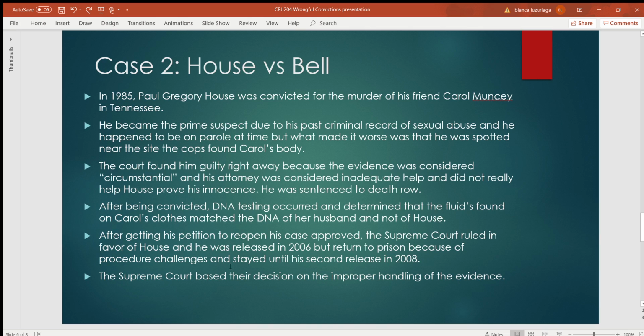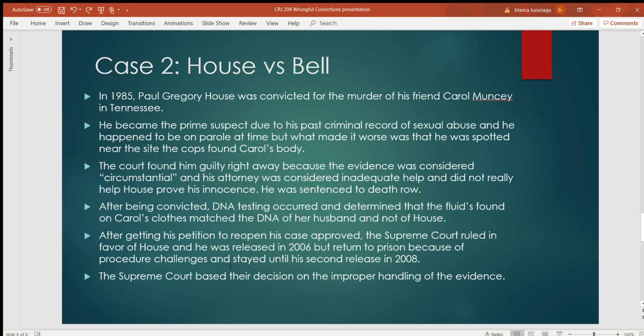So basically, in 1985, he was convicted because of circumstantial evidence, which meant just because he was in the area at the time and his past criminal record, it made him the prime suspect, and when in trial, he had no chance to be proven innocent, and he was wrongfully convicted for the crime. But later on, he was proven innocent by DNA testing from the DNA samples that were on Carol's clothes, which matched her husband.